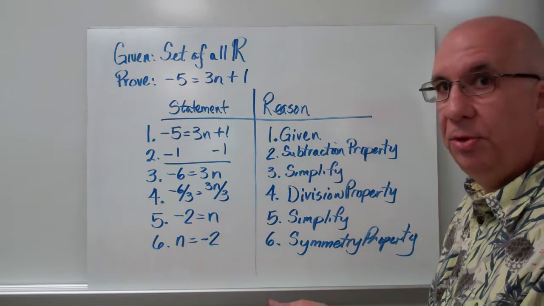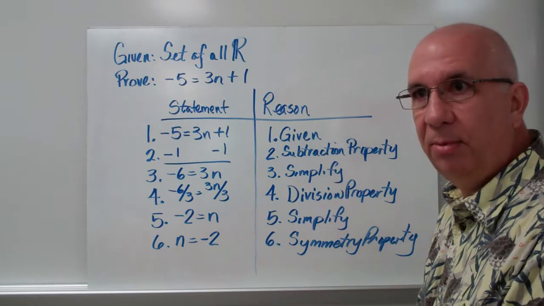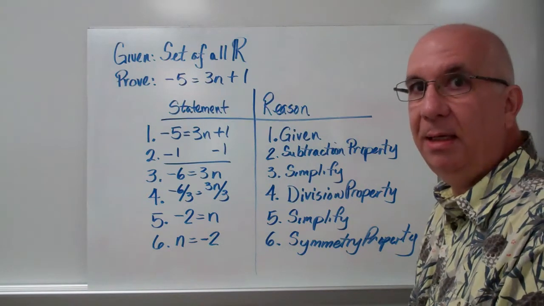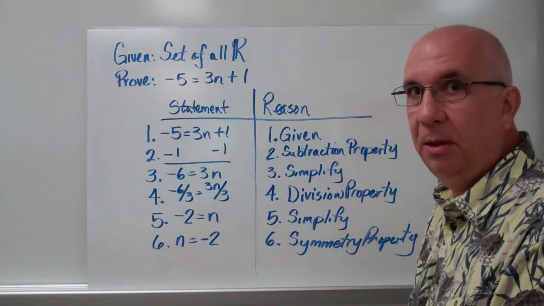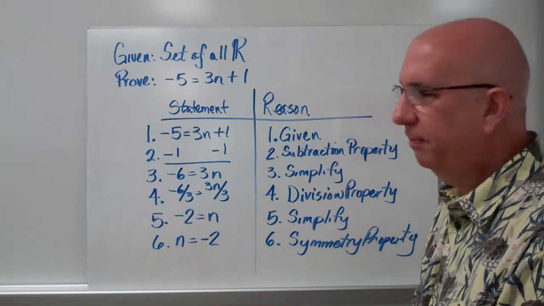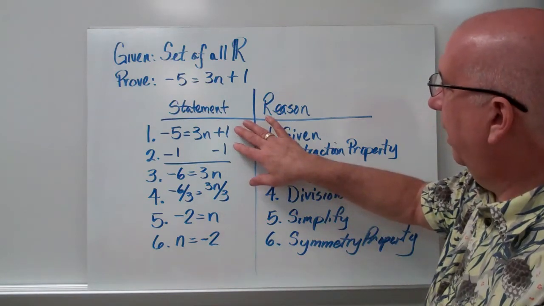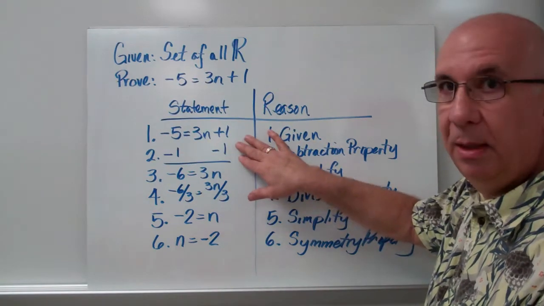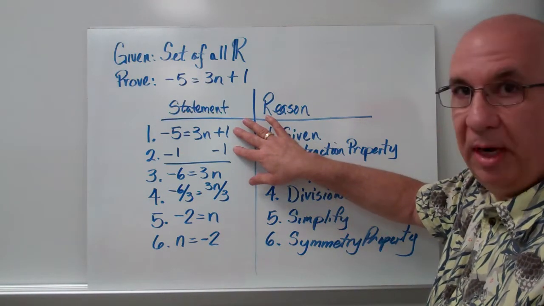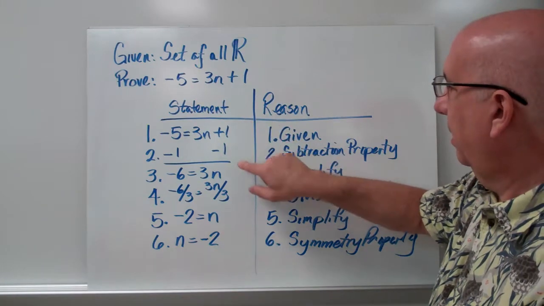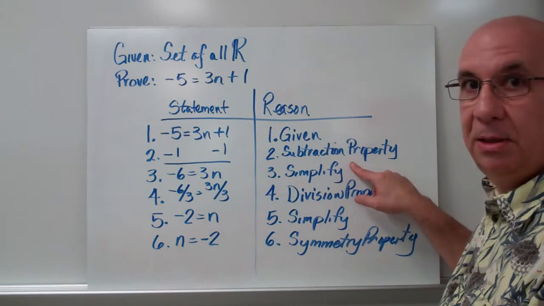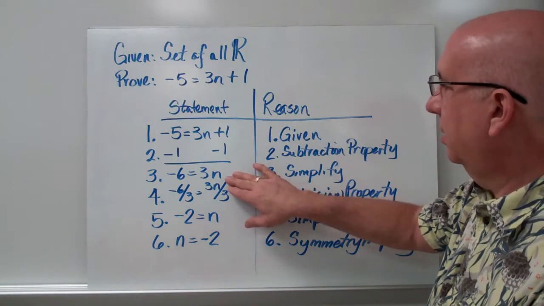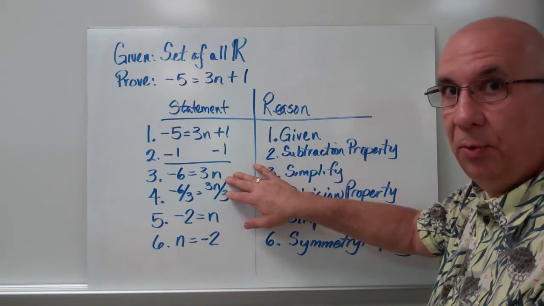Then we go through, just like you would for a regular algebra problem, and solve the problem showing every step of work. You cannot leave out any step. You must show every step. So the first thing we do is we have to move this positive 1 from here to the other side. So we do the opposite, which is subtract 1 from both sides. And the reason for that is the subtraction property says we can do that. That gives us negative 6 is equal to 3n.